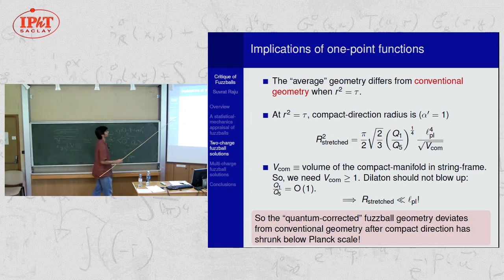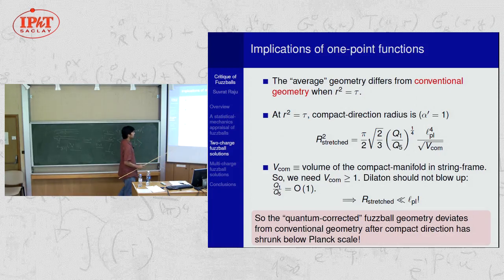And this average geometry differs from the conventional geometry, as you can see from these expressions, at the point when r square is equal to tau. Now, what is the physical meaning of this point? One way to physically measure what happens when r square is equal to tau is to measure the physical radius of the compact direction at that point. In units where string length is set to 1, you find that this physical radius is given by the following. It's given by some L Planck to the 4 divided by the square root of the volume of the compact manifold in string units in the string frame, times some factors.